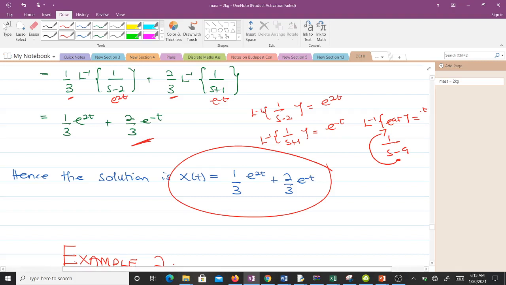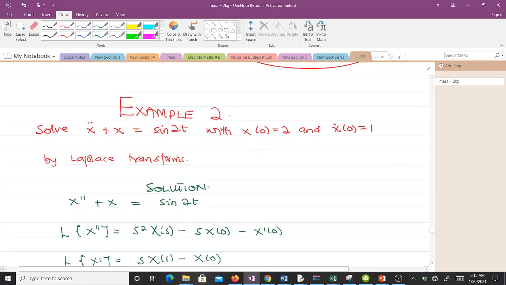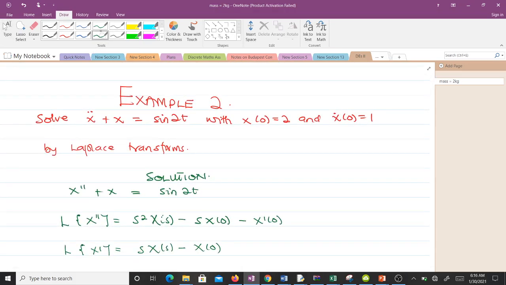But let's take a second example, which happens to be more complicated than the first one, but it's very simple when you follow. So it says solve this differential equation with these initial conditions by Laplace transforms. Okay, so this is our differential equation: x prime prime plus x equals sine 2t.